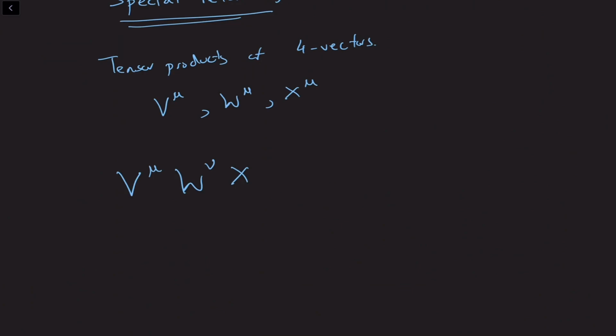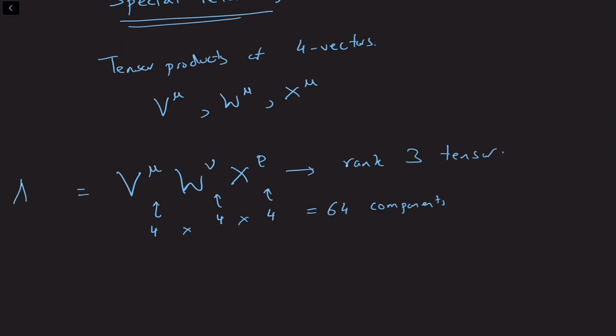v mu, w nu, x rho, and you see that mu takes 4 values, nu takes 4 values, and rho takes 4 values. So this object that we've constructed has 4 into 4 into 4 components. Okay, so that's 64 components, and this is called a rank 3 tensor. A mu nu rho.